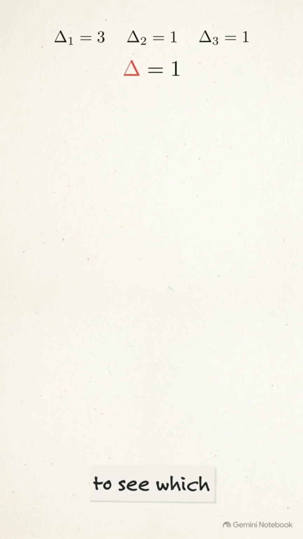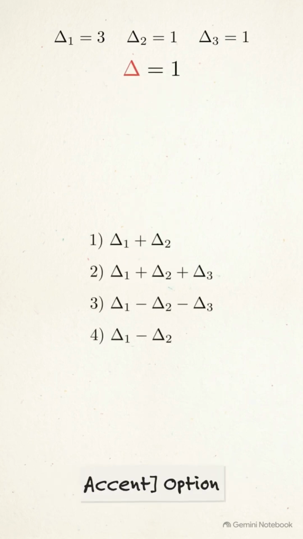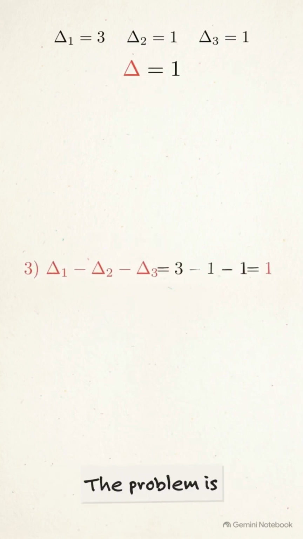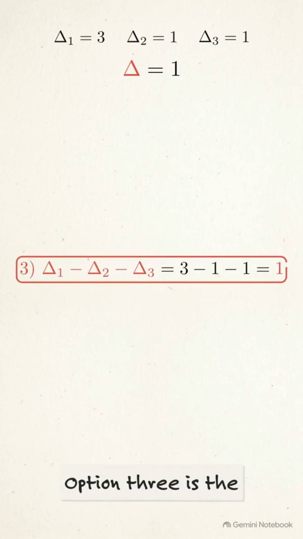Now test the options to see which equals 1. Option 3 is 3 minus 1 minus 1, which equals 1. The problem is instantly solved. Option 3 is the correct answer.